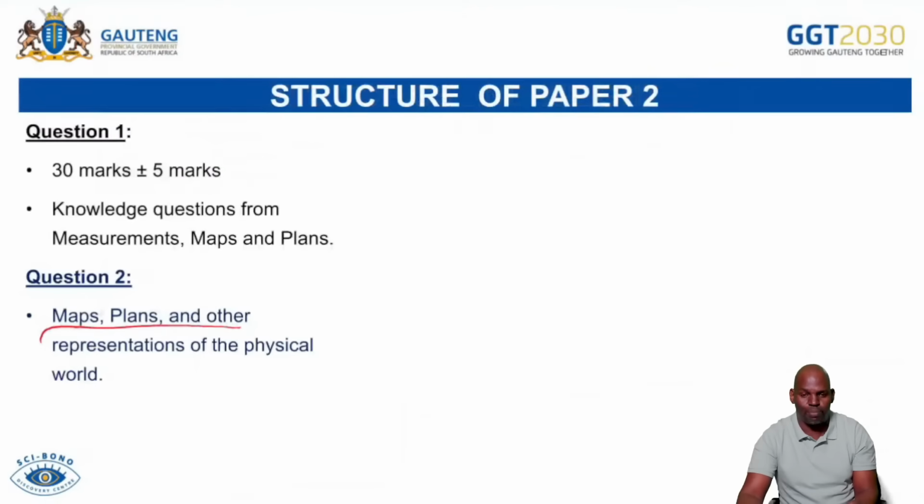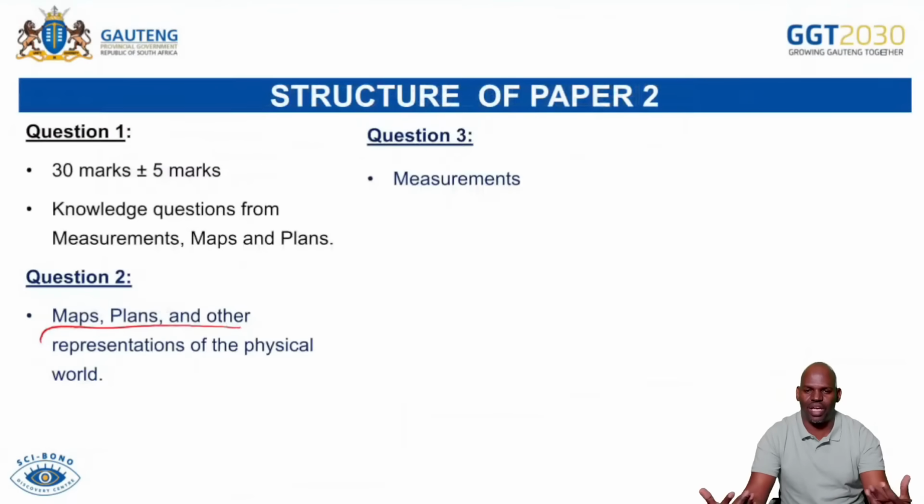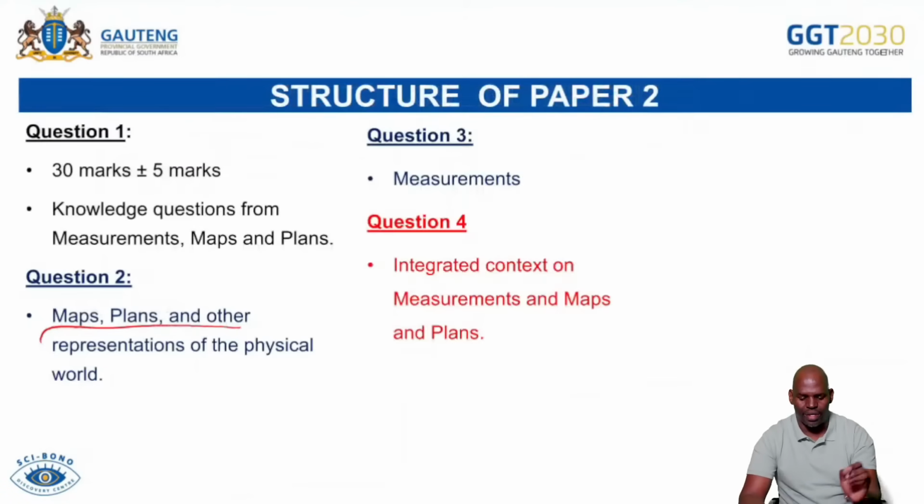Scenario about maps and plans. And then again, you are going to have question three, which is about measurement. Question three is going to have a scenario that is based on measurement. And then question four, you are now going to have a combination of measurement as well as maps and plans. So in question four, you should expect scenarios where measurement as well as maps and plans are combined.